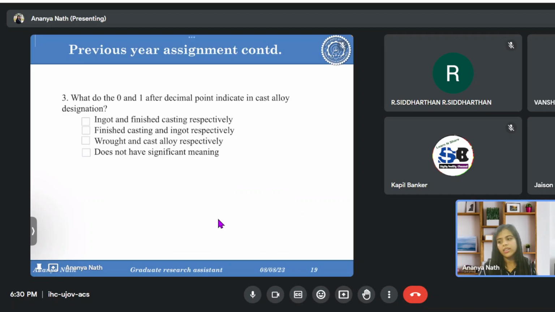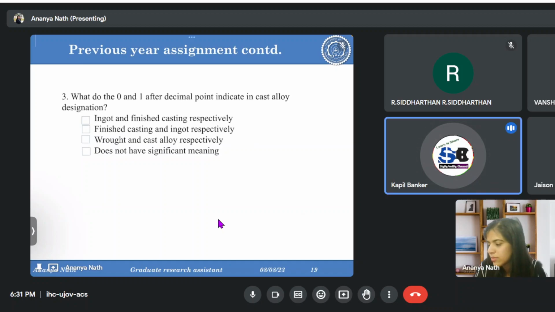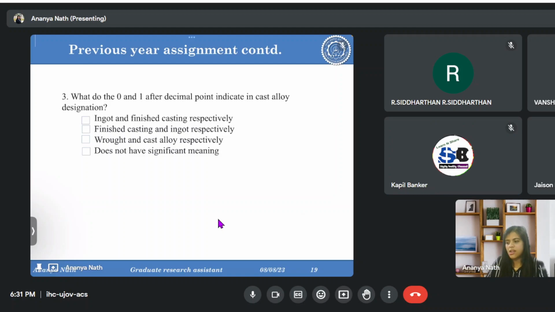What do the 0 and 1 after the decimal point indicate in cast alloy designation? This was discussed in the last class as well, if you have attended. Anyone? It is a finished casting and ingot respectively. Sure? Yes, ma'am. Okay, so don't mess up the first two options. 0 is finished casting, and 1 is ingot, which will go for another post process or secondary processes.